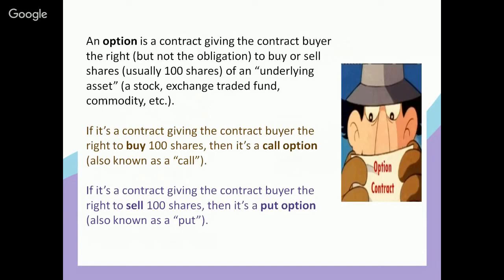Now, if it's a contract giving the contract buyer the right to sell 100 shares, then it's a put option, which is also called a put. And again, in the video, I might call it a put option, or I might just call it a put or a put option contract. They're all names for the same thing, which is the right to sell 100 shares.